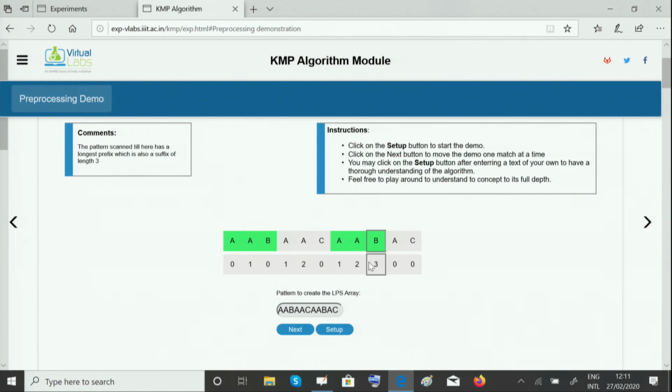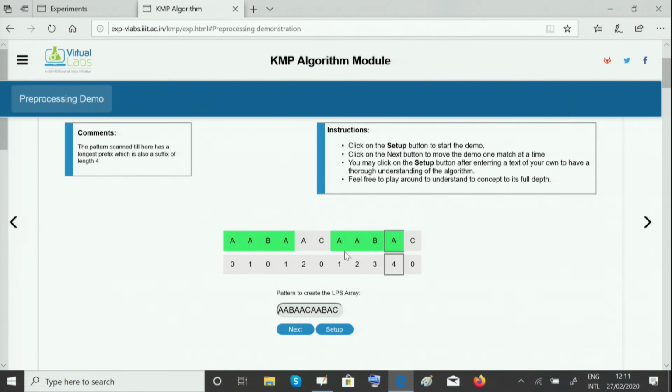Now when we talk about suffix and prefix, here when we are assigning the value for B, we are considering the string only till B. So the string we are considering now is AABAACAAB. Here AAB is a suffix and a prefix as well.